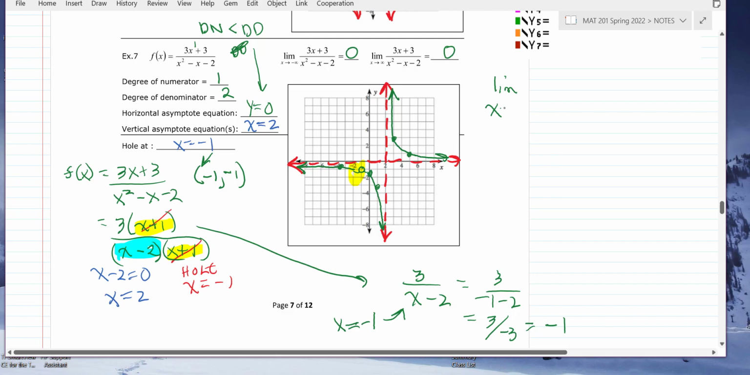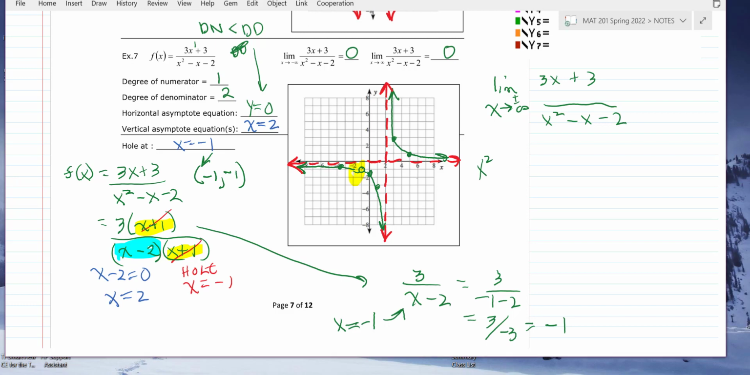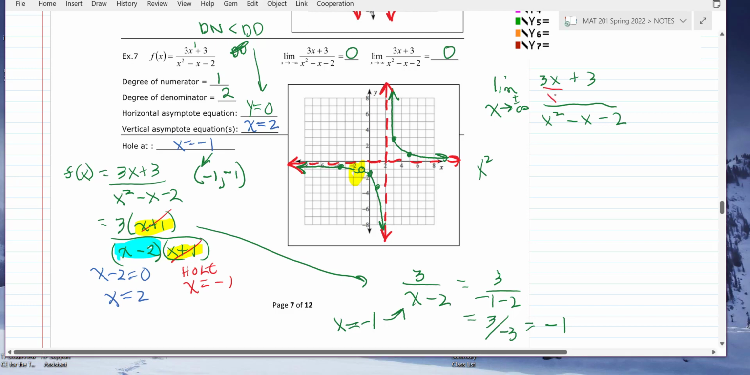We're looking at the limit as x goes to infinity, plus or minus infinity, either one. So I've got 3x plus 3 over x squared minus x minus 2. So the highest power is x to the second. Excuse me, you do the highest power of x. So I'm going to divide every term by the highest power of x.